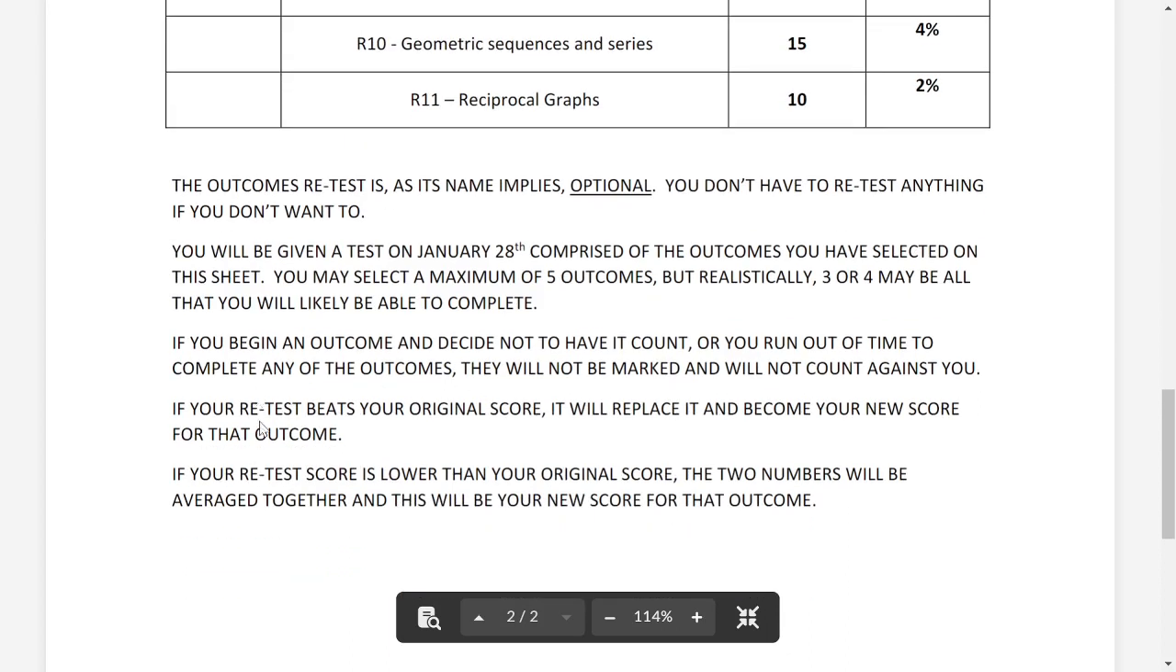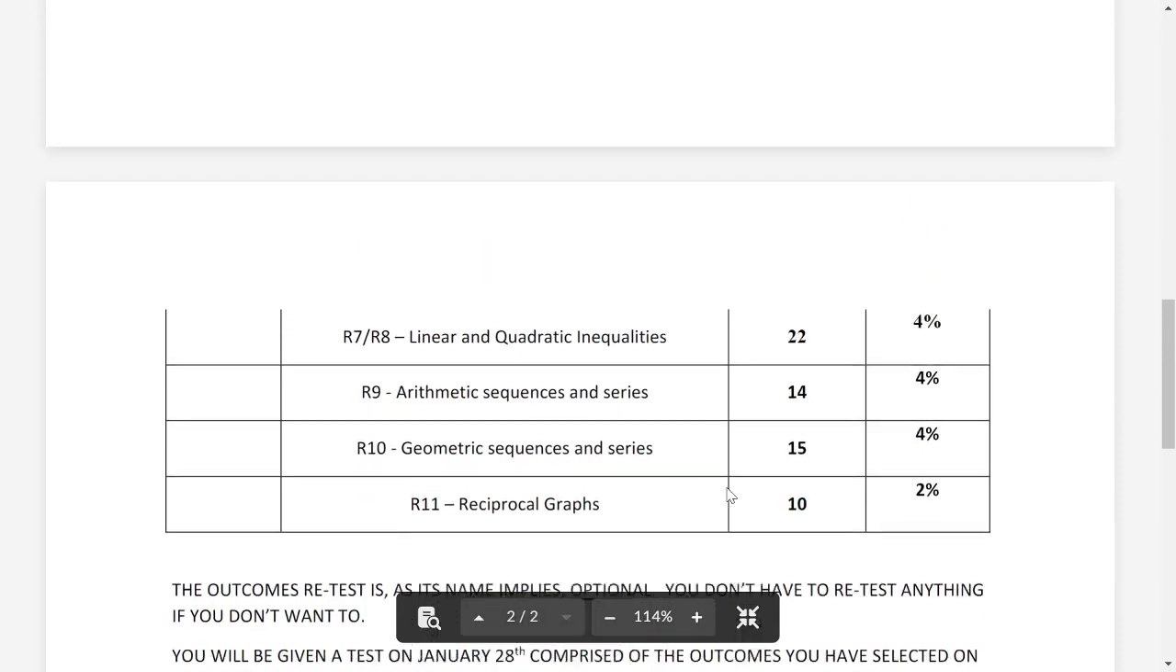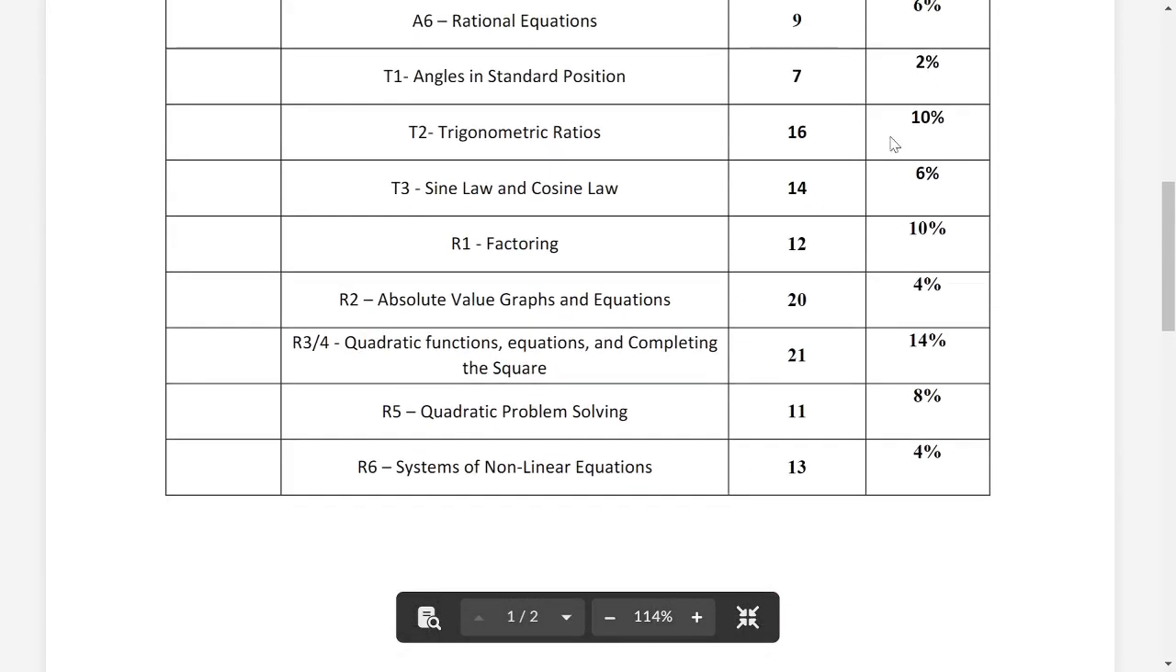Then, if your retest beats your original score, we replace your original score. Now, your original score might not be out of the same number of marks, but that doesn't matter. I can just use my math skills for proportion to make that work. Like, for example, say you're going to retest T2, which on this is only out of 16, but I think when we tested it was out of like 30 or something, right? So no problem. If the number you get out of 16 beats the number that you got out of 30 in terms of a decimal, then I'll just times that number by 30, and that'll be your new number. It's that easy. Well, I mean, it takes time, but it's not hard.